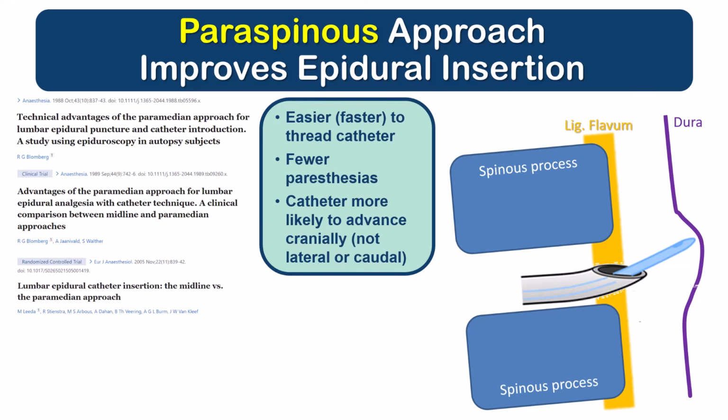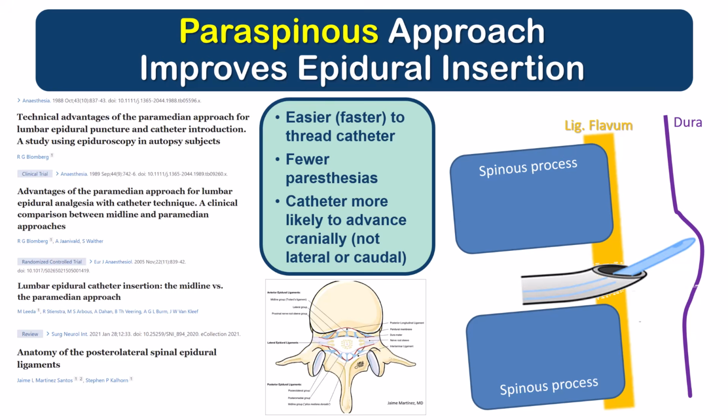A couple of factors are thought to play a role in this. Posterior epidural ligaments in the epidural space, especially the dorsomedian ligament, may impede midline catheter advancement. And second, the steeper cranial angle of insertion that's usually employed with lumbar paramedian approaches versus the more perpendicular angle with midline approaches may help the epidural catheter to feed smoothly in a cranial direction, as seen here.